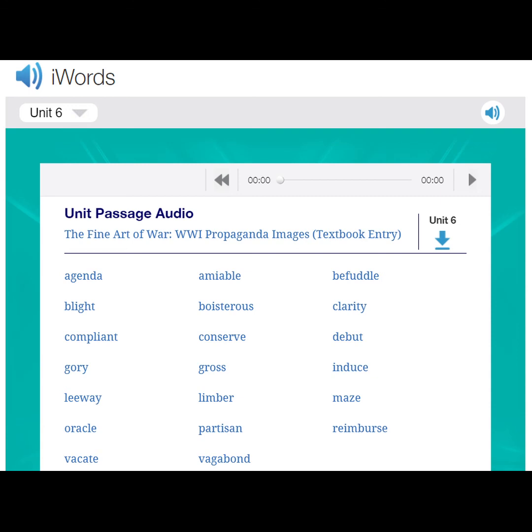Reimburse. Reimburse is a verb meaning to pay back or to give payment for. An employee is usually reimbursed for travel expenses relating to business. And most stores will reimburse a customer for an item that has been returned. Now it's your turn. Say reimburse. Once more.